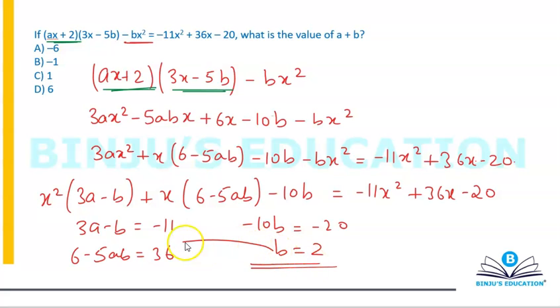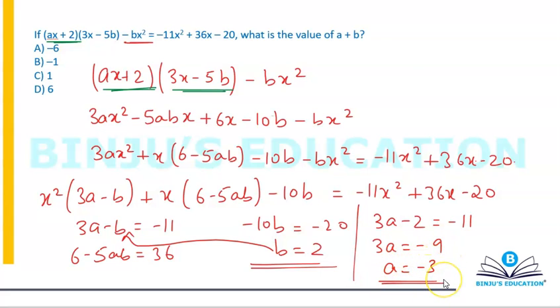I'm going to put the value of b here, and I get that 3a minus 2 is equal to minus 11, which means 3a is equal to negative 9 and a is minus 3. So a is negative 3, b is 2. I need a plus b, so that is negative 3 plus 2, which is equal to minus 1. That's it. B is the answer. All right, let's move on to the third question now.